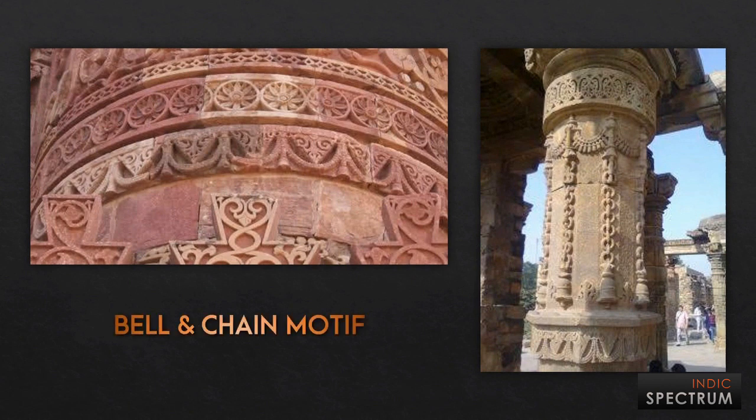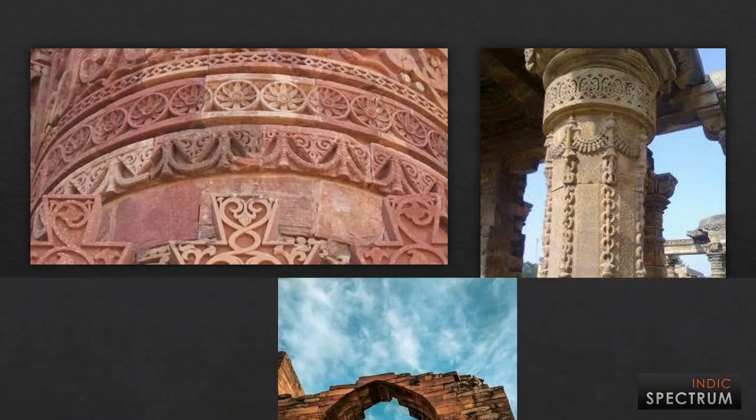A bell and chain motif of Vedic origin can be seen on the walls of Qutub Minar. The same bell and chain motif can also be seen on the temple columns and other architectural pieces in the complex. If the tower was made by a Muslim ruler, then why did he allow a copy of the same motif on his brand new architectural wonder?